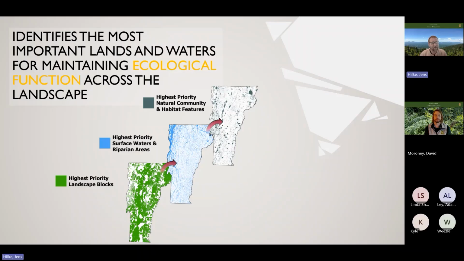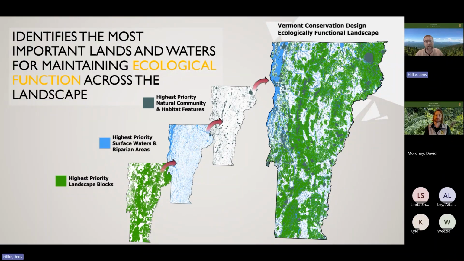And so together, this gives us this ecologically functional landscape. So Vermont conservation design can be thought of as a singular map, a prioritization of all the lands and waters in Vermont that are most important for maintaining ecological function. Later on, we'll explode that map into its component parts. But for now, let's just think of this as a singular map.